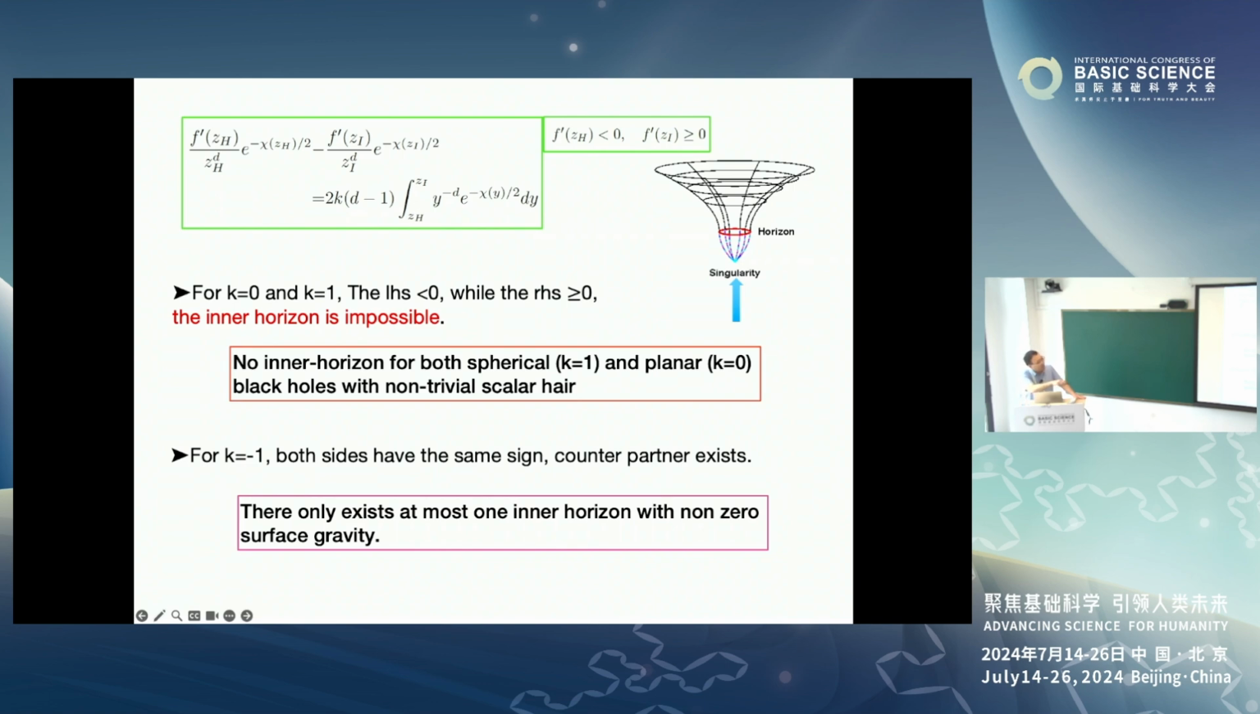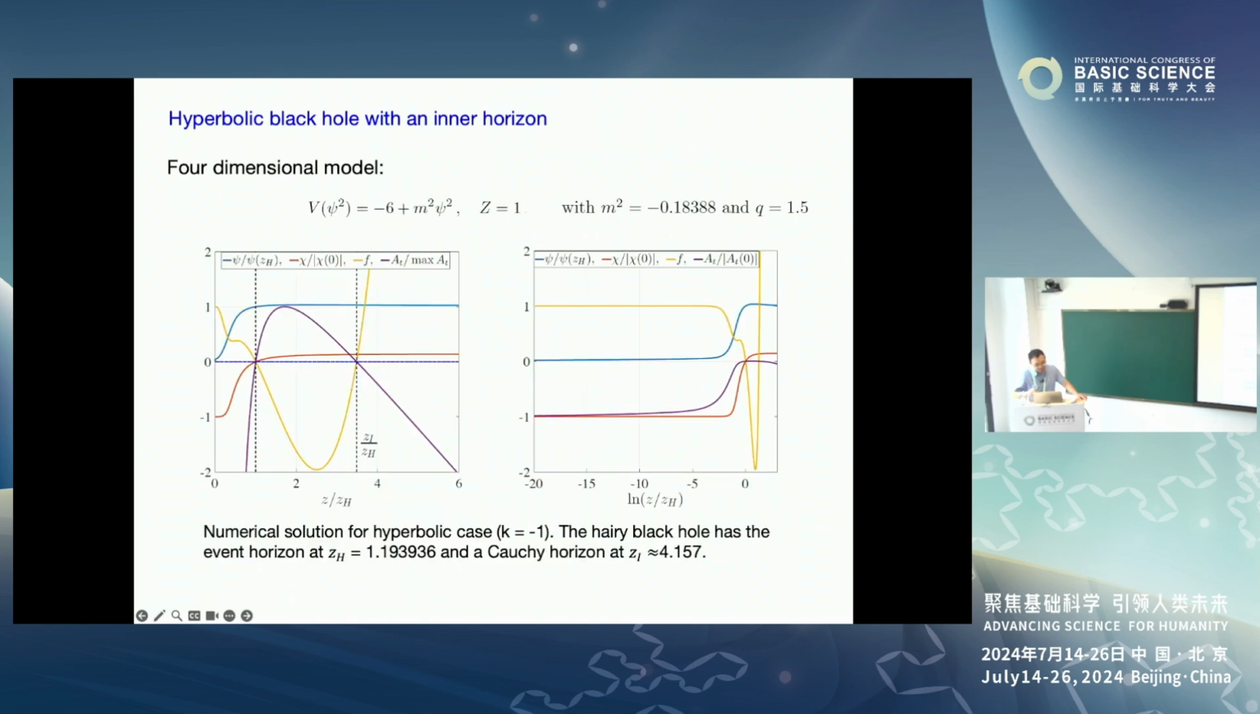But for the hyperbolic case, you see both sides, because it's minus 1, are negative. So we cannot exclude the possibility that there are inner horizons. But we can prove that there exists at most one inner horizon in this case. But we cannot exclude all inner horizons. And indeed, we tried to find an example for the hyperbolic case that gives you one inner horizon. And we indeed found this case.